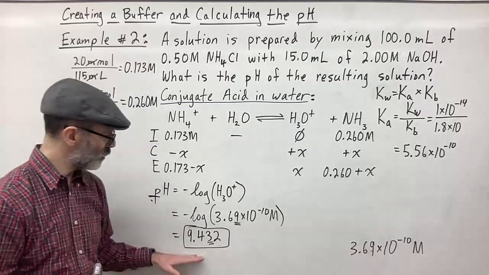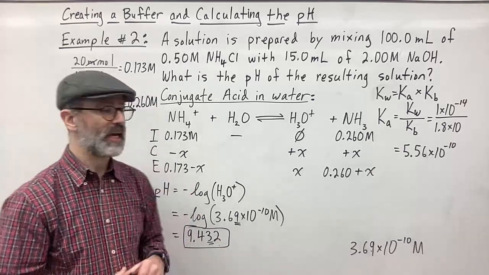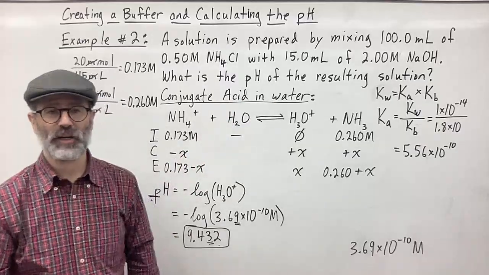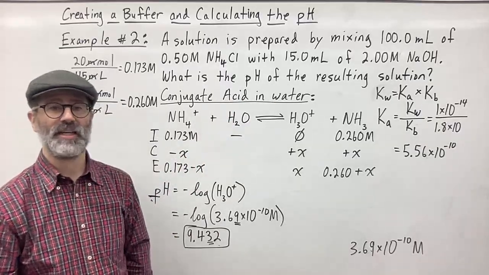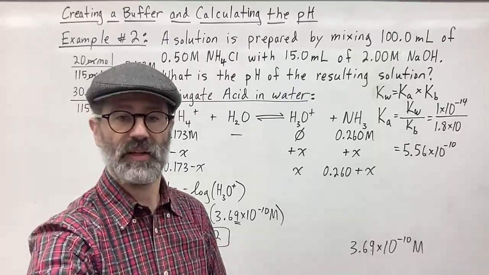Okay, and so that is how you find the pH under the conditions of conjugate acid in water. Now let's look at how you would do that if you did the weak base in water.